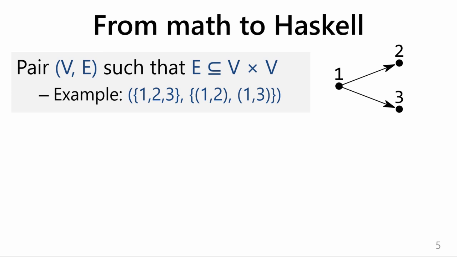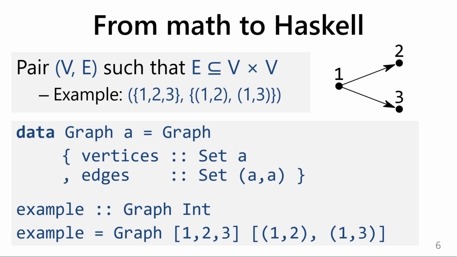So we can encode this in Haskell, as we do in other programming languages, in a straightforward way. We map the mathematical description, a pair of two sets, directly to a product type of two sets, vertices and edges. And it's not really difficult to work with this representation. You can, for example, create this example graph like this. I'm using the OverloadedLists extension here, just for clarity. But essentially, you can work with this representation as you do in other programming languages.